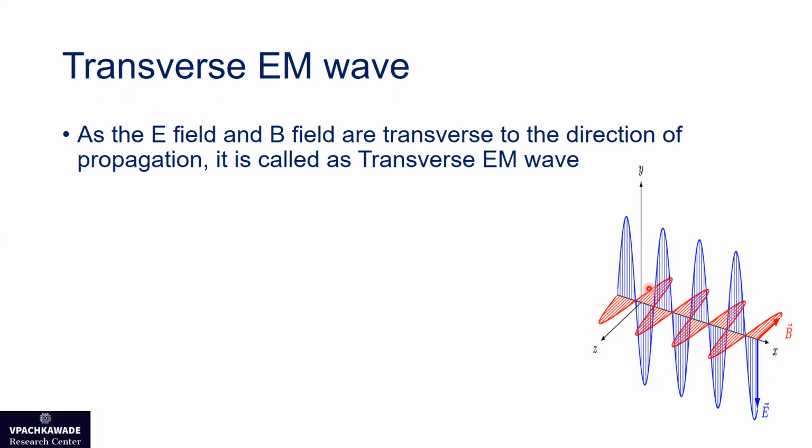So transverse means the components of the electric field and the magnetic field are orthogonal to each other, or perpendicular to each other, and both of these components are also perpendicular or orthogonal to the direction of propagation. That's why we call it a transverse EM wave. So the E and B fields here are transverse to the direction of propagation. Therefore, we call it a transverse EM wave, or electromagnetic wave.